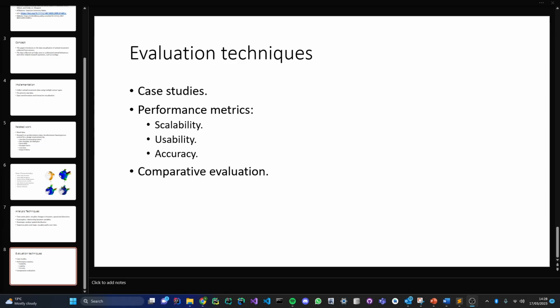So for evaluation techniques, several case studies have been used to demonstrate the effectiveness of the visualization framework when it comes to help researchers gain insight into animal behavior. For performance metrics, scalability, usability, accuracy help report on the limitation and trade-offs of the approach, and they can help us to recommend for future research. For comparative evaluations, it compares the other existing approaches with the current framework.